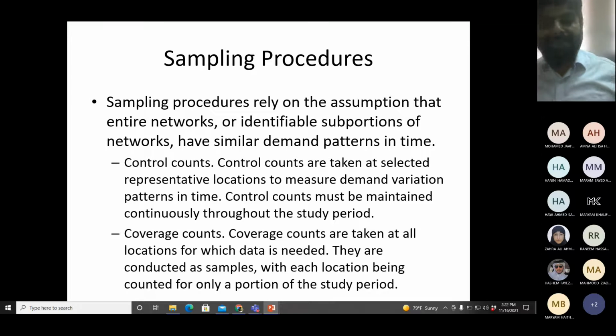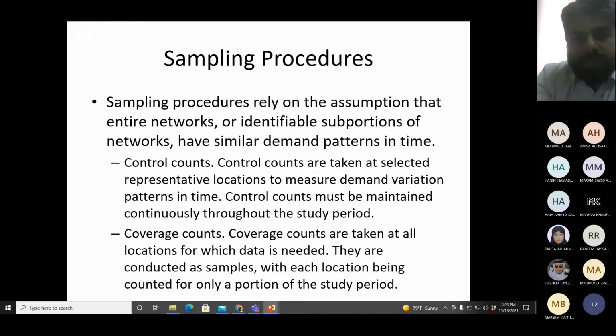Okay, how do we take the sample? For doing the sampling, first of all, identify portions of the network which are similar in characteristics. For example, there is a portion of the network where you have an arterial and it's a residential area. Now the data which is collected from a residential area will not be valid for a commercial area. I think this much you can agree on. Okay, very easily.